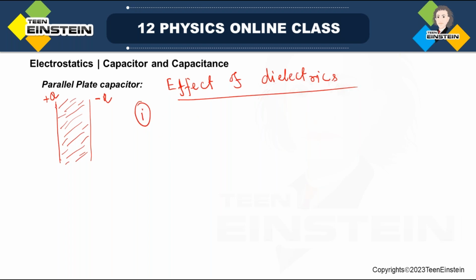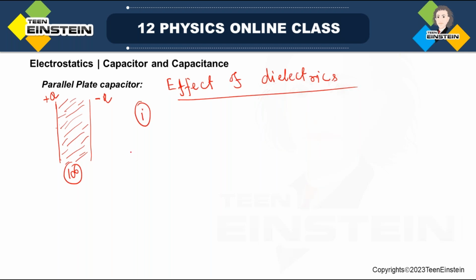Generally, these two conductors are given very high potential. At very high potential, the electric field is of the order of 10 to the power 6 volt, which is actually the breakdown voltage of air. Air is a good insulator, but there will be breakdown of the insulator at nearly 10 to the power 6 volt potential difference across the plate.